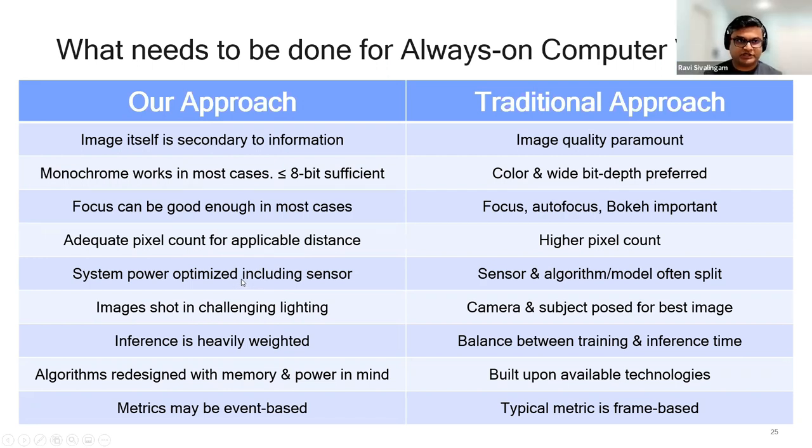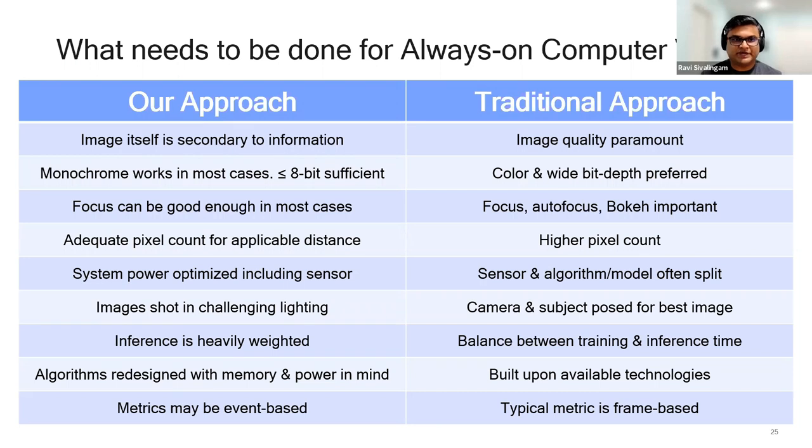As I mentioned, we are weighting heavily on inference, and the algorithms are devised with memory and power in mind. So we have to be very careful. Every multiply, every division, for example, in a very low power, very constrained microcontroller adds some power, right? So we're very careful of that when we come up with the algorithms.